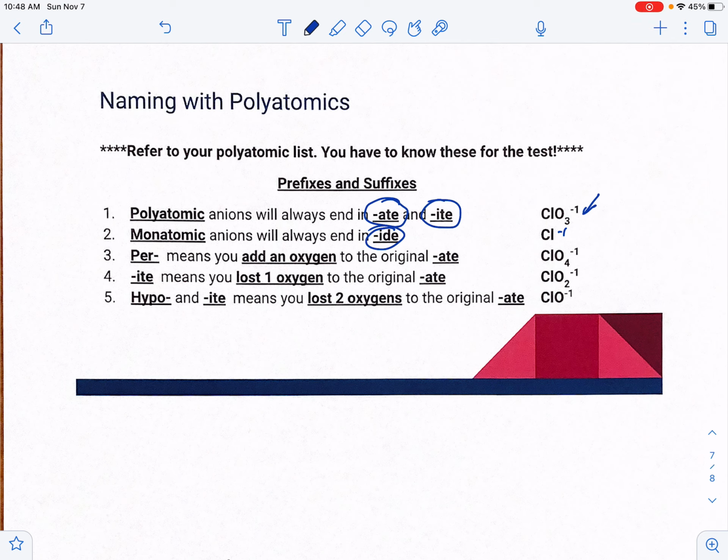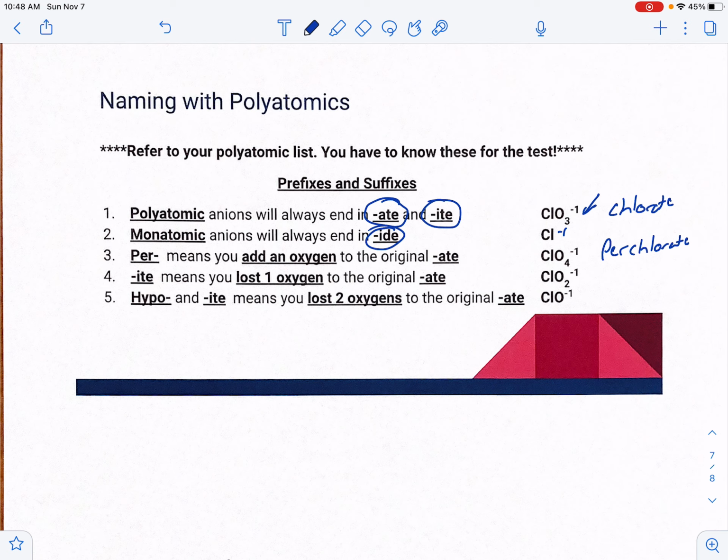Now, there are some prefixes and suffixes, which I talked about in that video, that you add to the name if we are adding oxygens or taking away oxygens. If you add something like per to the beginning of the name, ClO4 would be considered perchlorate. Our original was chlorate. Now, if you add an oxygen, you're still going to end in ate, but you have to add per to it. You see how you went from ClO3 to ClO4?